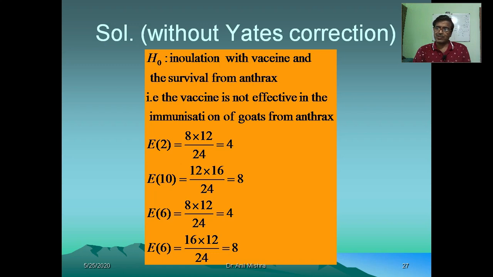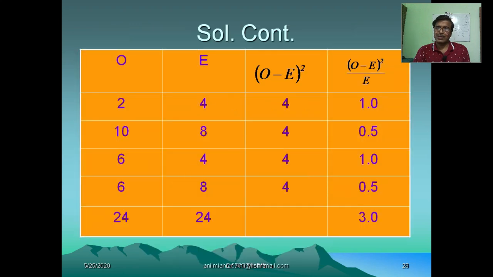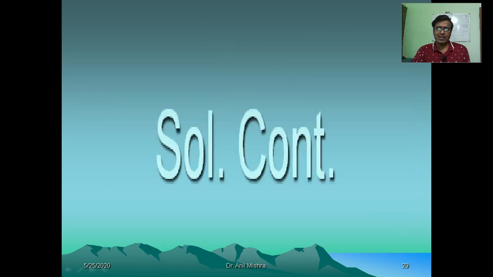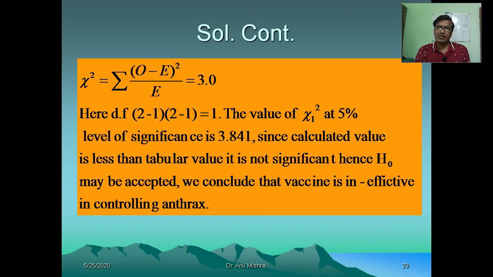Observed frequency, we know how to calculate the expected frequency: the row total into column total divided by the number of observations. Here, first we calculate without any adjustment, right? Then the calculation takes place. Your observed frequencies are 2, 10, 6, 6. You calculate the expected frequencies like this, and the chi-square value is 3. And you have to conclude accordingly.